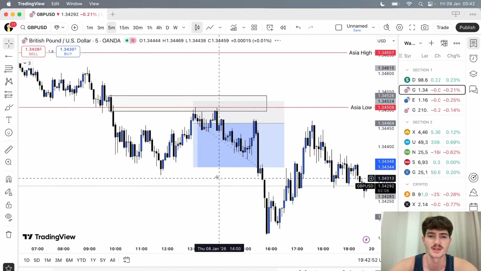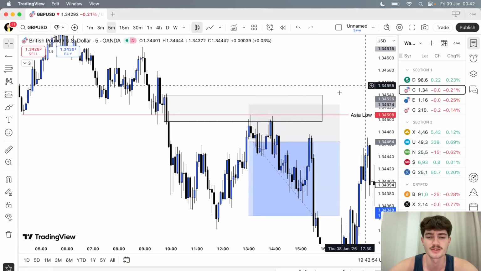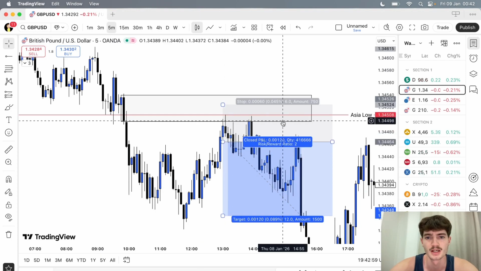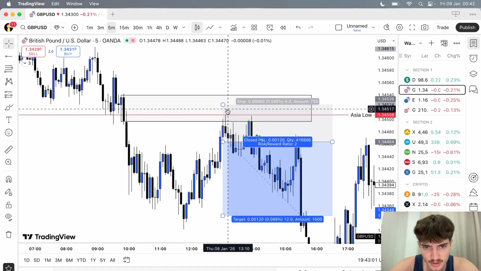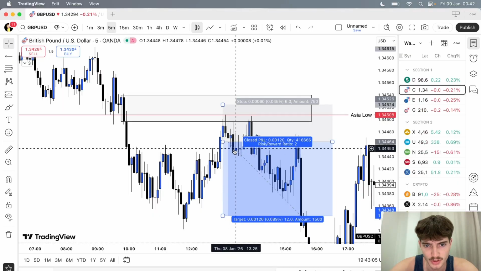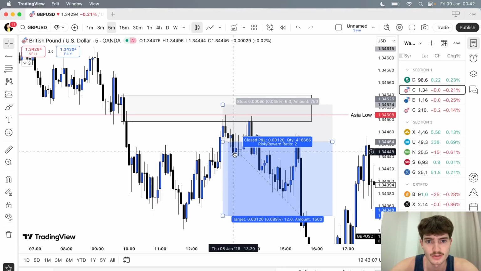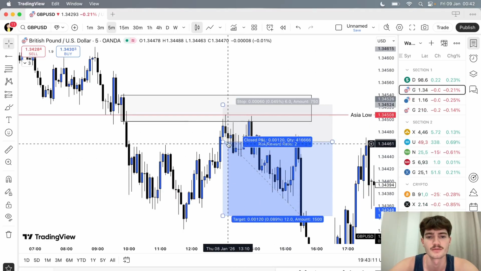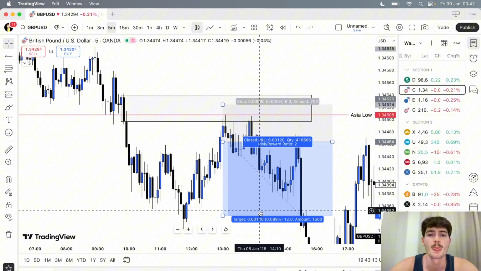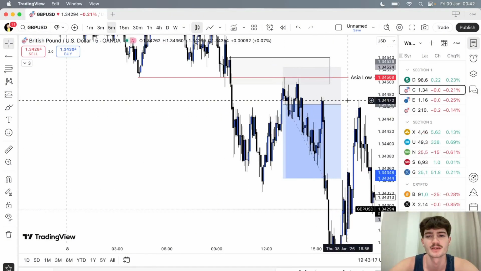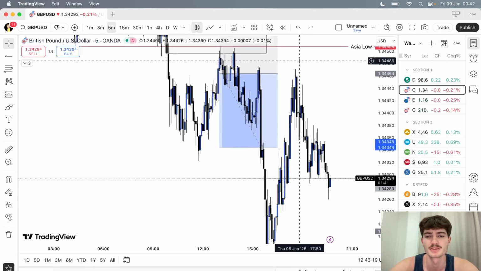But yeah, basically the entry was based off how price tapped into this zone, the supply zone, and this Asia low. Price tapped into it and rejected beautifully. As you can see, this candle here was a strong confirmation, this strong bearish candle showing nice rejection. Obviously got entered in a bit earlier, but yeah, trade played out nicely, and that was the idea behind it.